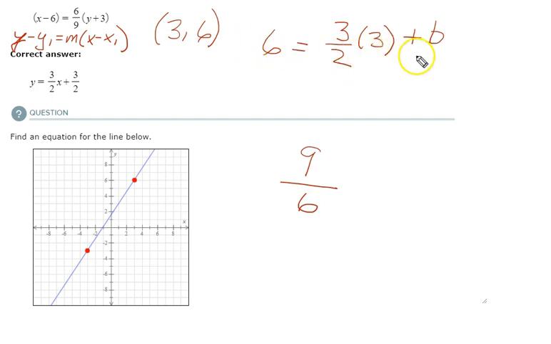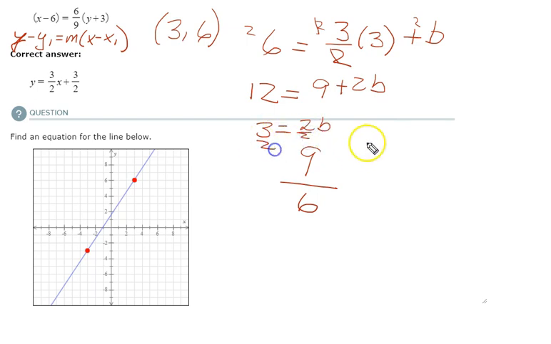So we're going to multiply everything by 2 to get rid of this fraction here. So 2, 2, 2. Here the 2's cancel out. So I get 12 equals 9 plus 2b. Transpose the 9 to the other side, becomes a negative 9. So we get 3. And b now is 2b. I'm going to divide both sides by 2. So my b is 3 halves.